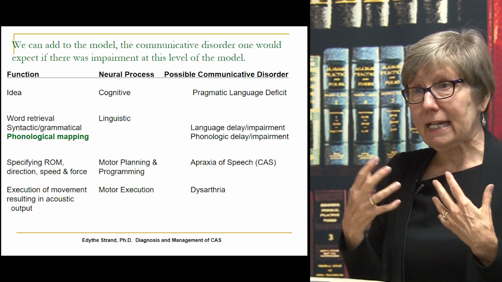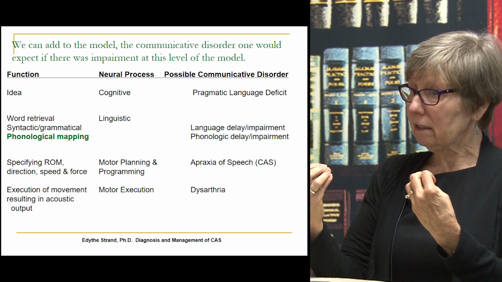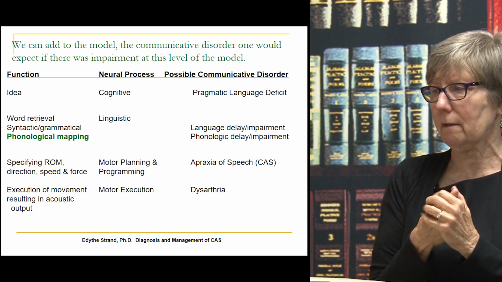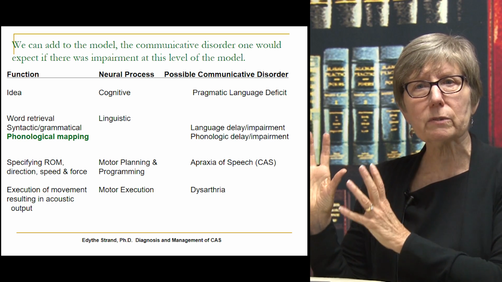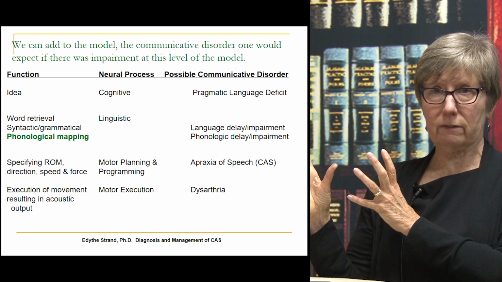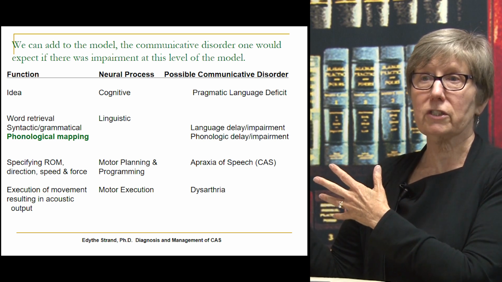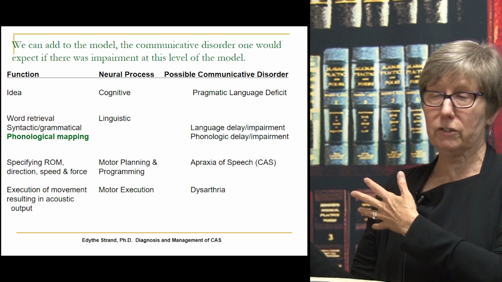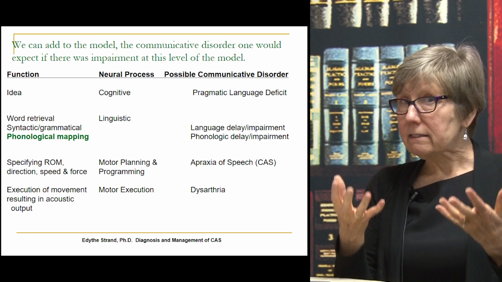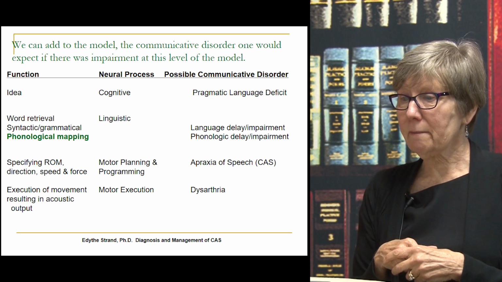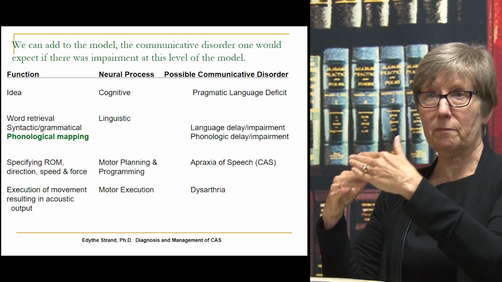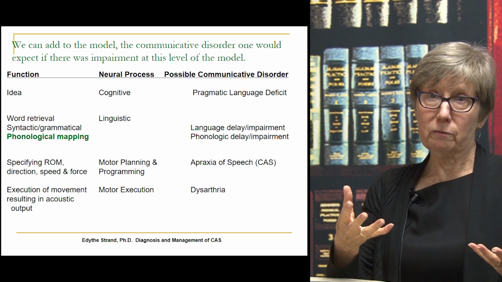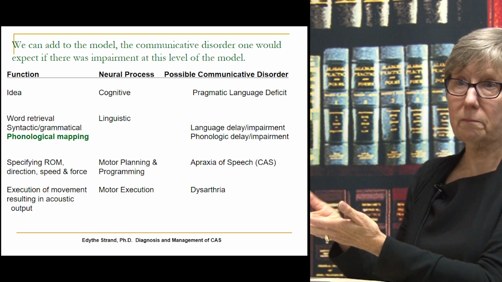Then, though, the child has to take that communicative intent, and if they're going to talk, they're going to retrieve the word, do the syntactic and grammatical encoding, and do the phonologic mapping, all of which is linguistic. And if there's a problem there, in terms of a speech sound disorder, we usually say that child has phonologic delay or impairment. Or if we're thinking about language, we might say they have a language delay or language impairment. The next level of the model was this motor planning and programming, this movement specification. If there's a problem there, we use the term childhood apraxia of speech. And if there's a problem in the execution of movement, we explain to the parent that this term is dysarthria.